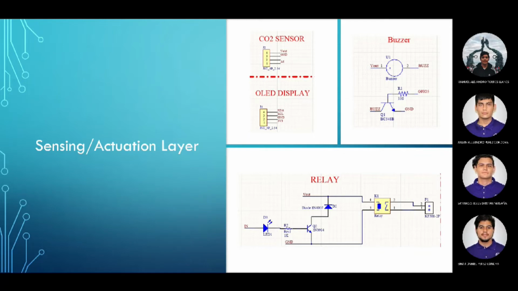We also have a buzzer that will send a signal when a threshold is passed. In this case, the threshold is 1000 ppm, and after that threshold is passed, it will buzz and send a sound signal.